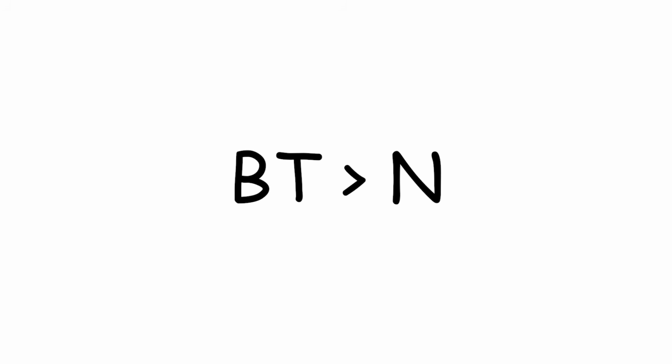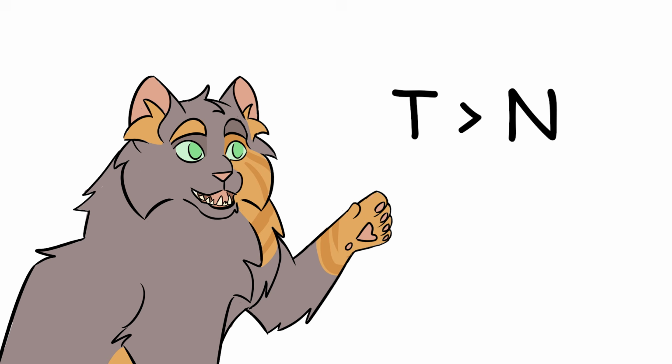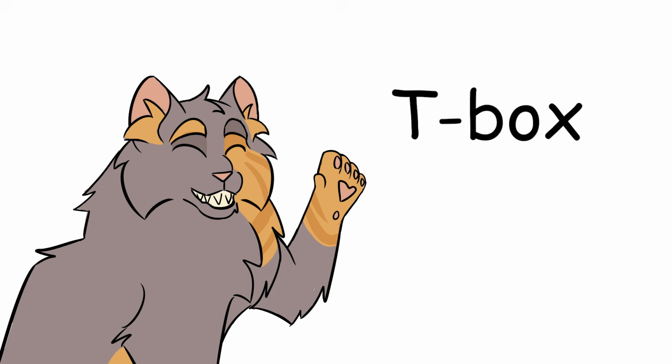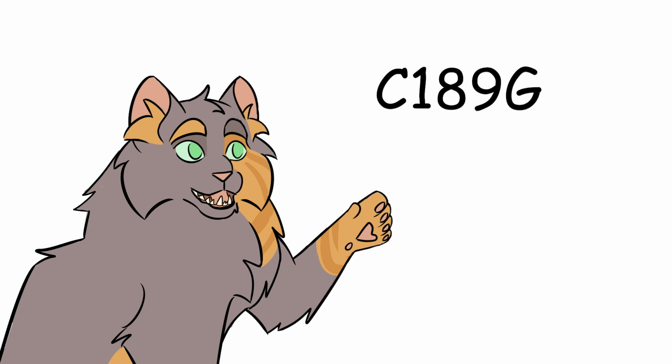It's also dominant, obviously. I see breeders using BT as the allele for bobtail or NBT for natural bobtail, while the recessive long-tail allele is N for normal. However, I see research articles using T for the dominant bobtail instead. Does this stand for tail? Nope, it stands for T-box. The mutation responsible for natural bobtail, C189G, is located in the T-box transcription factor T gene.